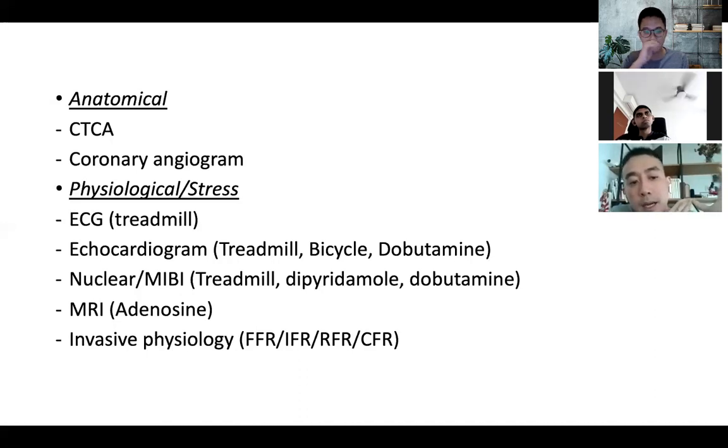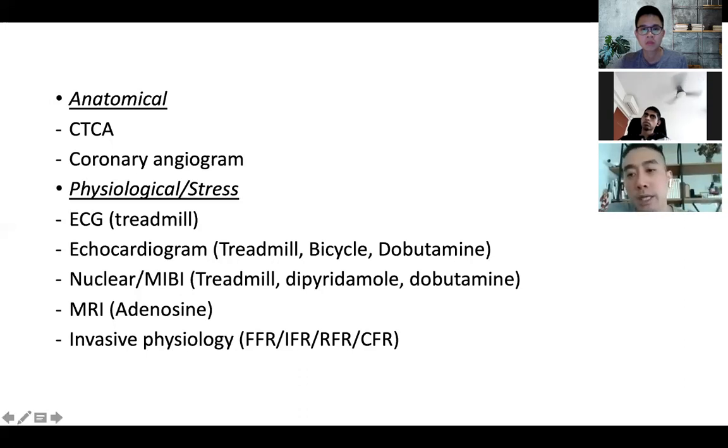Stress MRI, I don't think is... I'm not quite sure about NUH, because when I was there, they didn't used to do it. I'm not quite sure whether they have started doing it. In UK, it's done quite commonly, but basically use MRI to assess, again, the ischemic response, and use adenosine to stress the patient. Then the last physiological test is actually with your coronary angiogram.